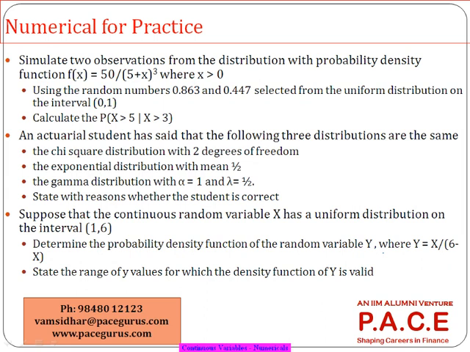So the next one, simulate. Now this is the question to do with your random numbers. Simulate two observations from the distribution where the probability density function is 50 by (5 plus x) whole cube. So this is my density function, 50 by (5 plus x) whole cube.